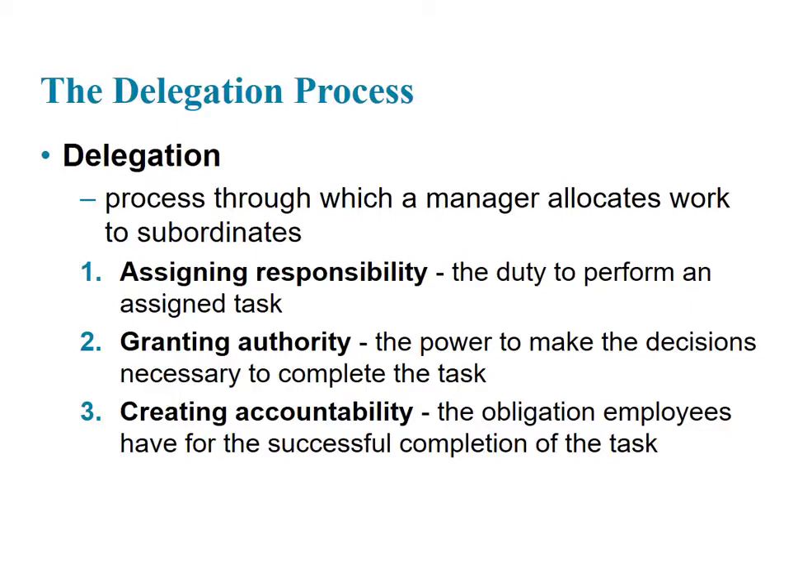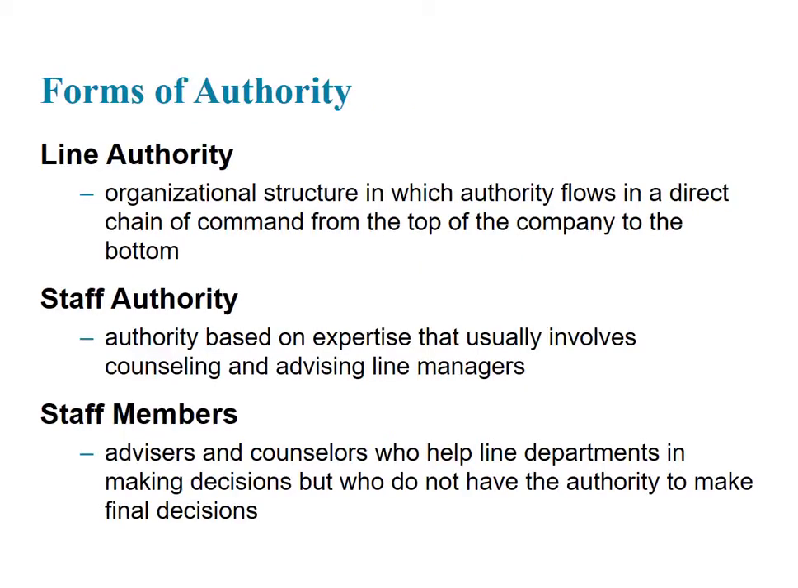Now, while I'm on it, let's talk a little bit about authority. There are 3 forms of authority that we want to discuss here. And these forms of authority develop when an individual or individuals are delegated authority and responsibility in an organization. First, we'll talk about line authority. This authority flows vertically up and down that chain of command. Staff authority is going to be based on special expertise and usually is going to involve advising line managers in areas such as law, accounting, human resources.